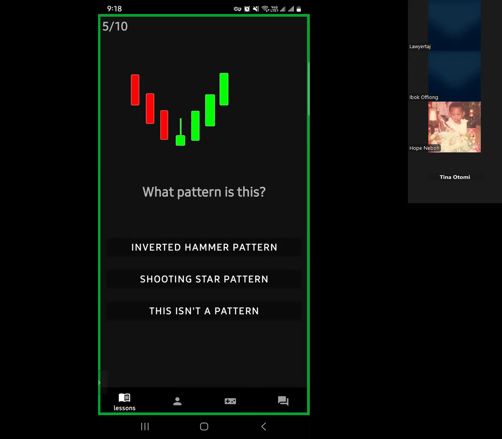Atobatele Yusuf, you said this isn't a pattern. What am I going to choose now, ladies and gentlemen? You say shooting star pattern. It's inverted hammer pattern. That's what I think is the correct one. Let's note this, so that even if we fail, it will come back.